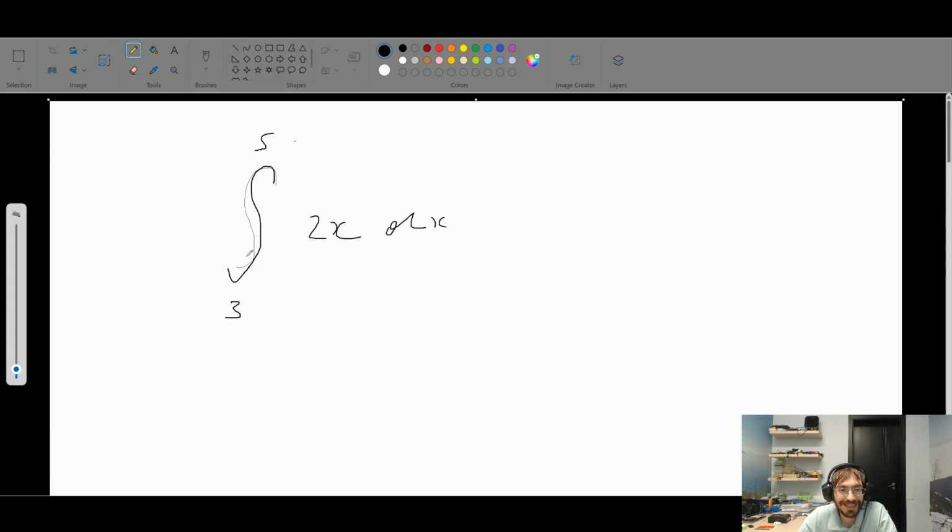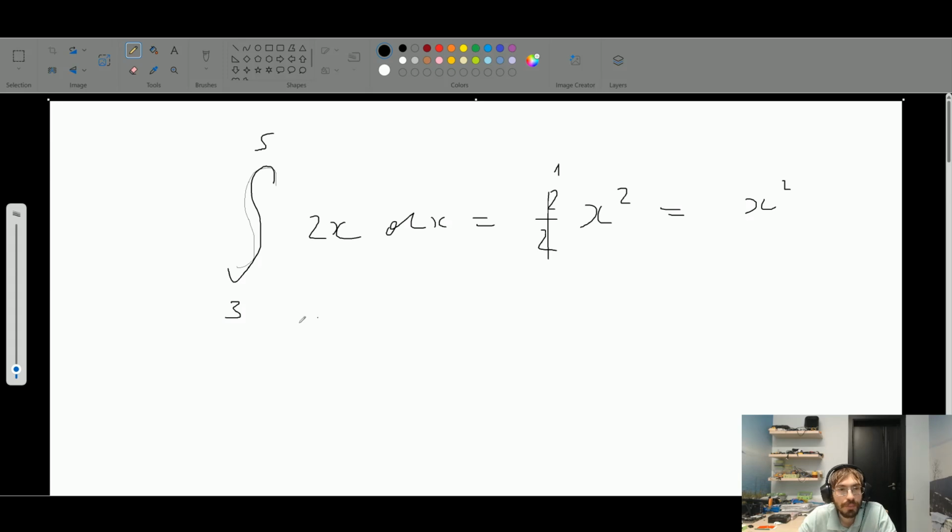Well, this is a definite integral, and first we need to solve it as a usual integral. So we raise the power of x to make it from x power 1 to x power 2, and then we divide the 2 in front by 2, making it 1. And there is no need for a c here, so no constant. So the result of such an integral in its indefinite form will be x squared.